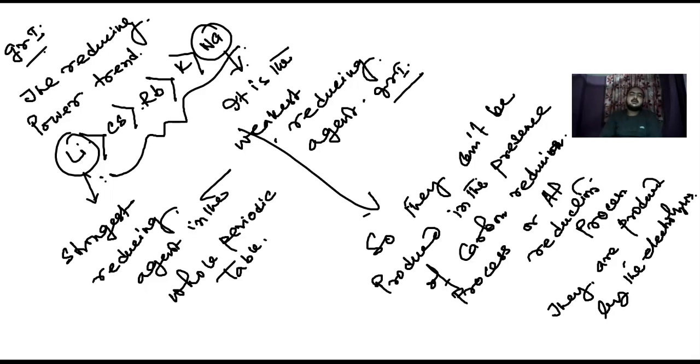So this is the way to prepare them by electrolysis. None of the elements can be produced by the reduction process because they themselves are better reducing agents than any of the substances present in the periodic table. Among them, lithium is the strongest reducing agent, and in group 1, sodium is the poorest reducing agent. So this is the general trend of reducing power of your group 1 elements.